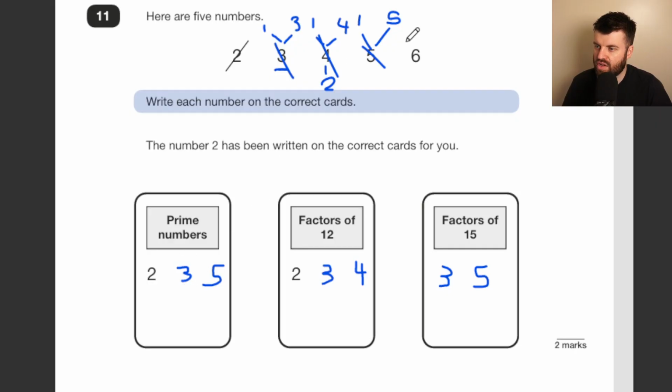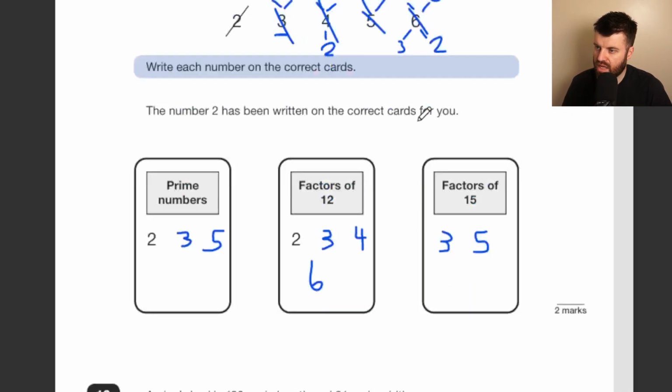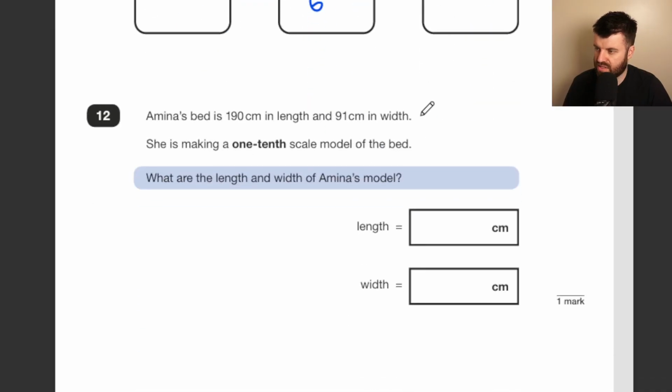Is 6 prime? No, we've got 1 times 6, but we've also got 3 multiplied by 2. It has 4 factors, it's not prime. Is 6 a factor of 12? Yes, because 6 times 2 is 12. Is 6 a factor of 15? No, 15 is not in the 6 times table. Be systematic, should be an easy question to get right.